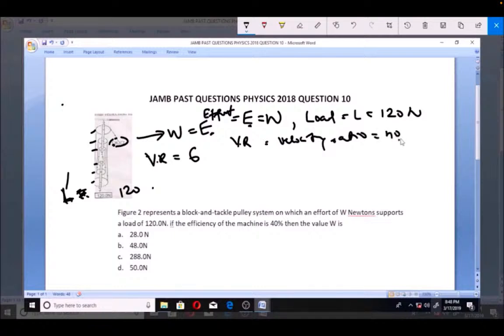How do you get this? By the number of wheels. I just counted the wheels. I have 1, 2, 3, 4, 5, 6. So VR is equal to 6.